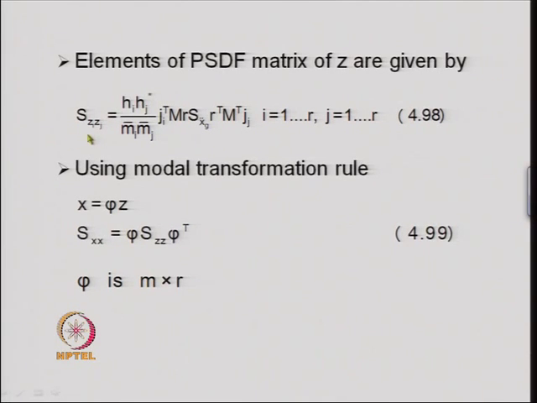Therefore, S z i z j, that is the cross power spectral density function between any two modal coordinates, can be obtained with the help of the quantities that we have just now shown. Now, when all the elements of the power spectral density function S z z are obtained in this particular fashion, then we construct the S z z matrix and then obtain the power spectral density function of S x x.